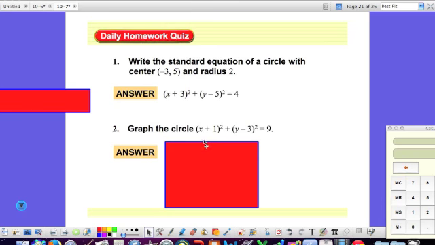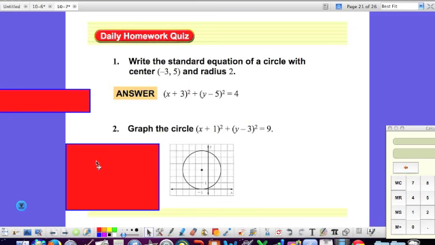Graph the circle for number 2. The center of the circle is going to be at (-1, 3). You're going to set your compass 3 spaces out to the right or to the left or up or down to make the radius, and then spin the compass around in a circle.